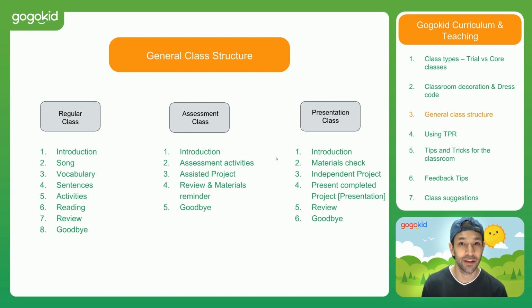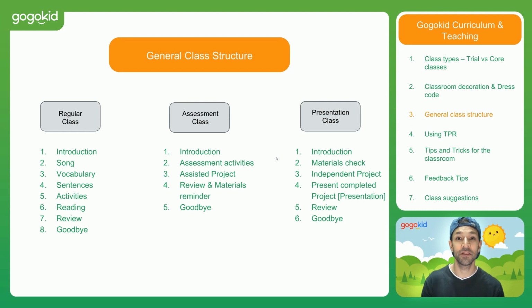So, for the regular classes, we first have an introduction, we sing a song, teach some vocabulary, and teach some sentences. We go through some activities with the students, then do some reading practice, then we recap on what we've covered thus far and say goodbye, okay? In the assessment classes, we have the same introduction, we go through the assessment activities, then do an assisted project with the students, then we review what we've done thus far in the class, we remind them to bring the materials for the presentation class, and then we say goodbye.